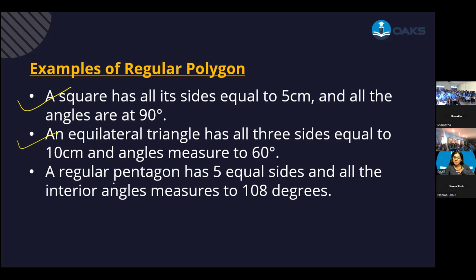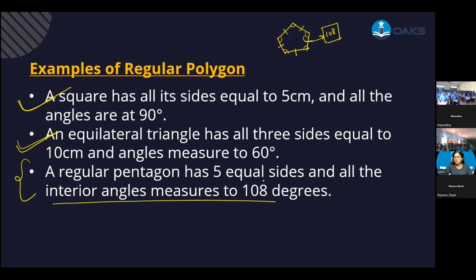Now the third, I am telling you, is a regular pentagon. What is a pentagon? It has 5 sides. So we are taking a regular pentagon. That means all the sides are equal and the interior angle is also equal. That is 108 degrees. Right? So you are learning something new. You can write this one down. This and this you already know. This is the new information for you.